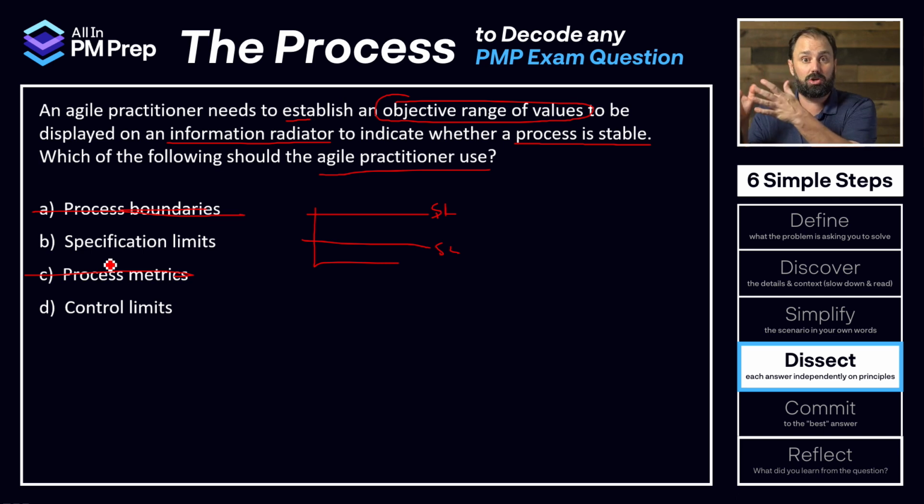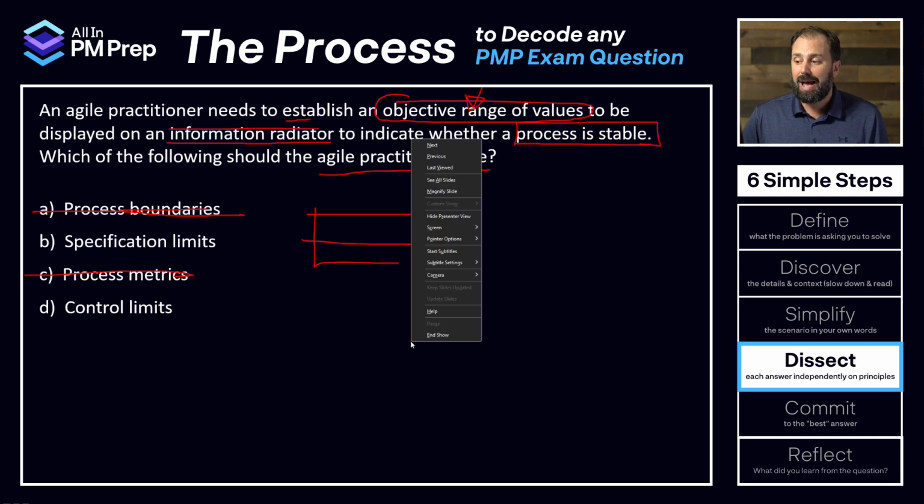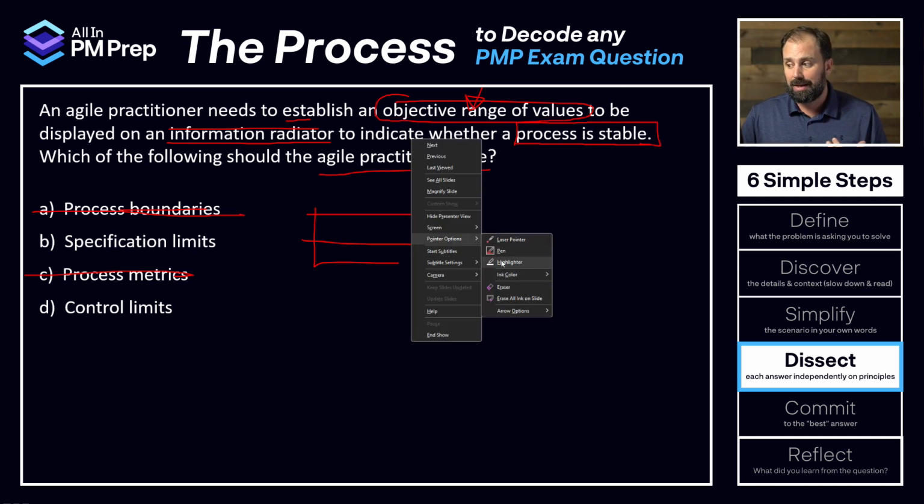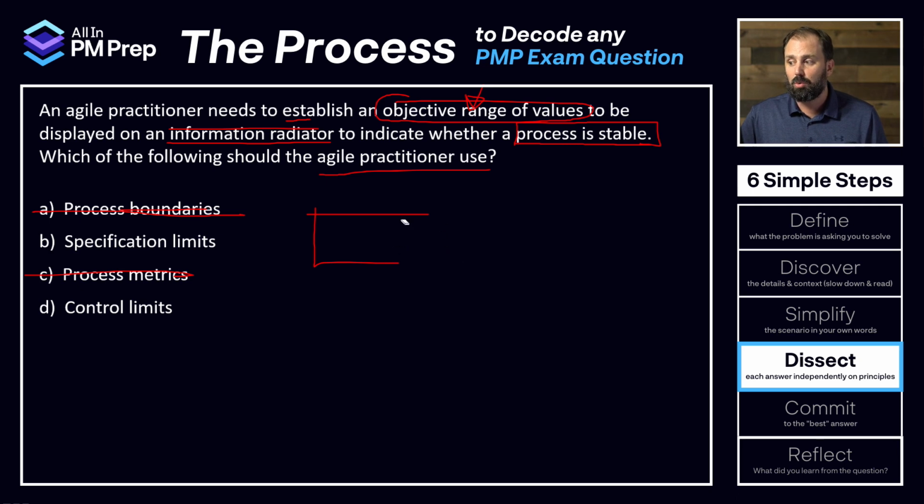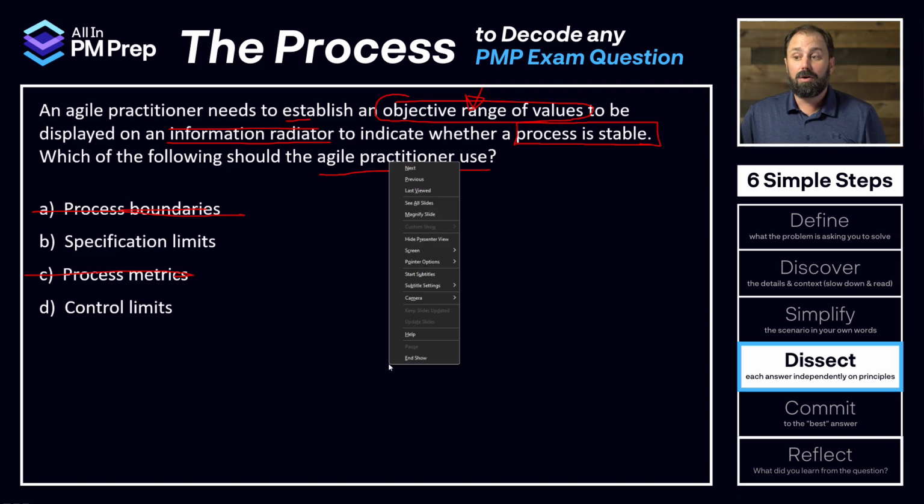All right, so let's go back to the question and see what it's actually asking for. Slow it on down. An Agile practitioner needs to establish an objective range of values to be displayed on the information radiator to indicate whether a process is stable. So the stability of the process is indicated by the control limits. That's the voice of the process saying that in the past, this is our performance, and based on that, this is what we expect to be normal or stable for a process.